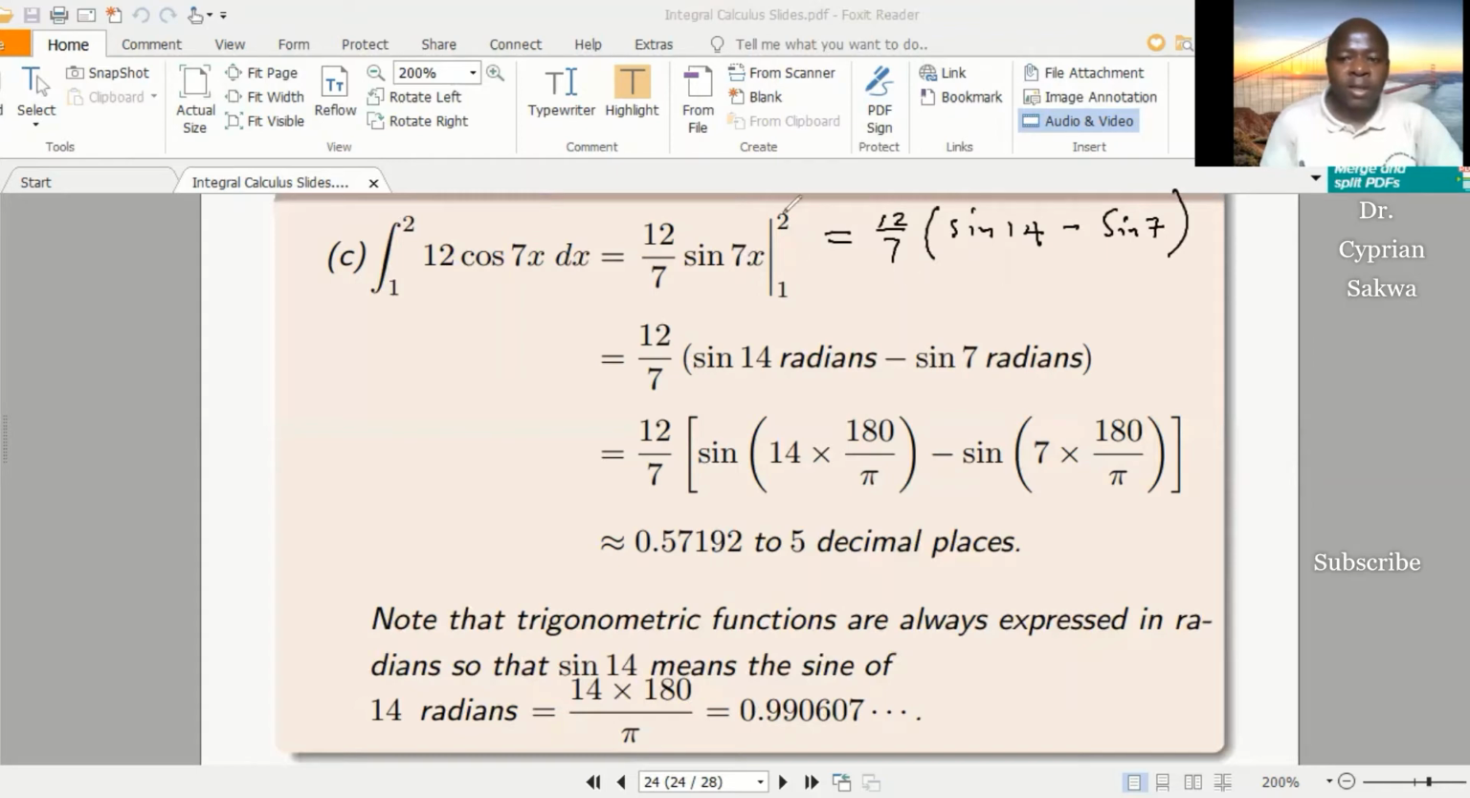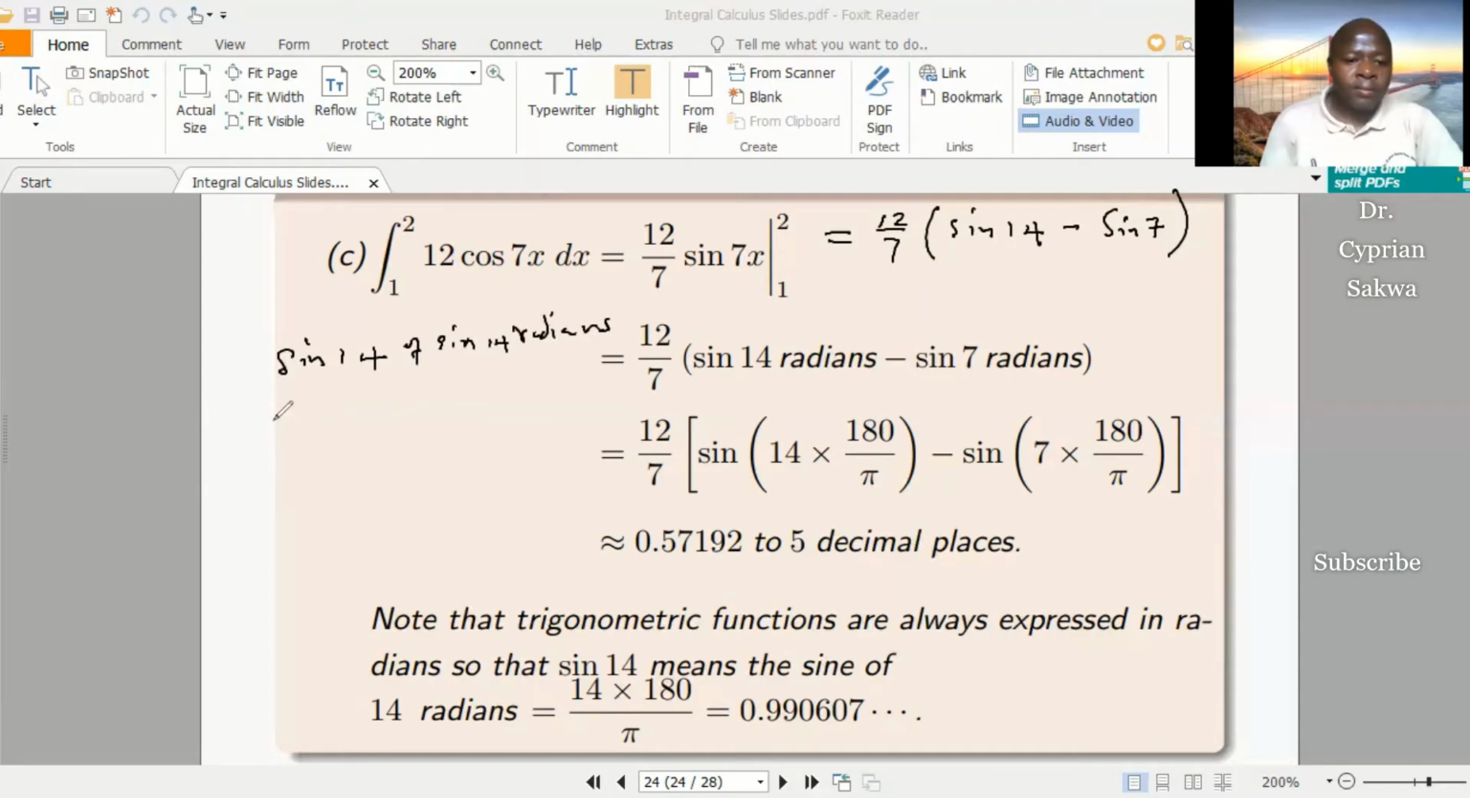But since these are not angles, when I talk of sine 14, what do I mean? What I mean is the sine of 14 radians. Sine 14 is the same as sine 14 radians.